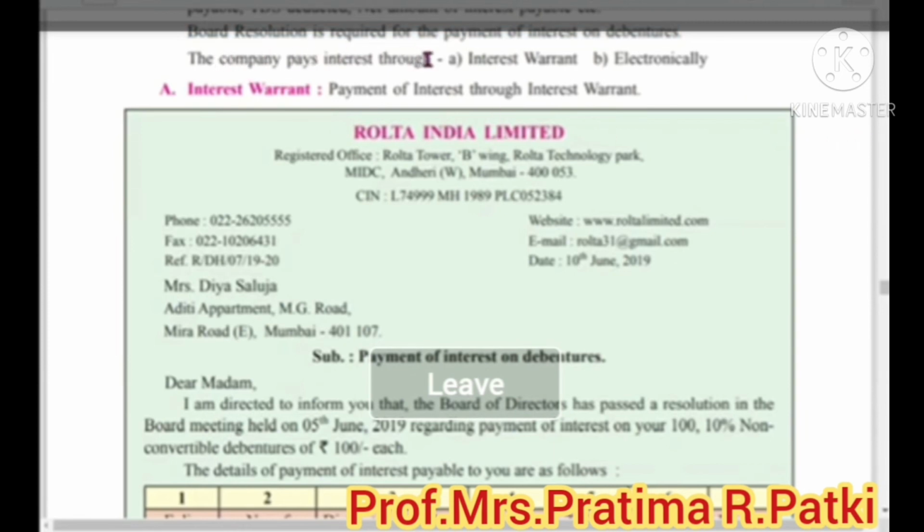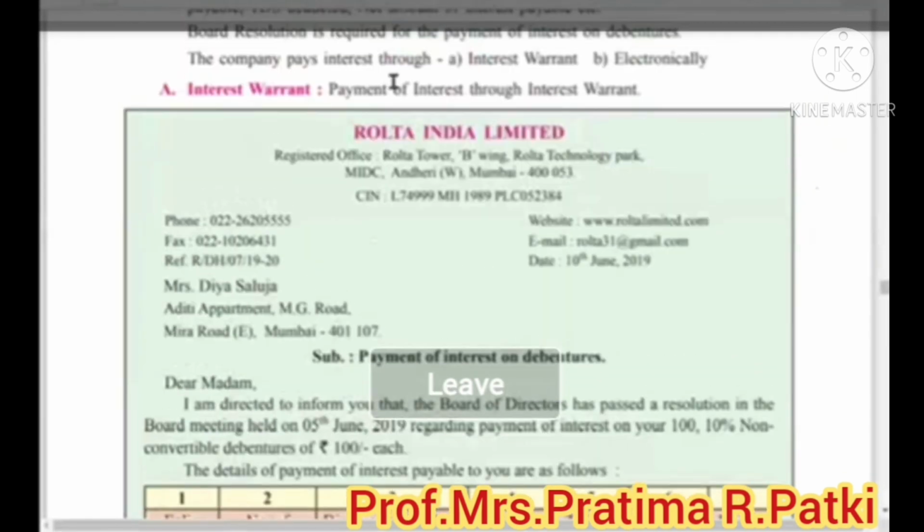So the company pays interest through an interest warrant or electronically. Now the preferred mode is electronically, because it is quick, fast, no time consumption here. Time is saved and it directly reflects in the account of the investor. So a demat account for the same is opened, right?